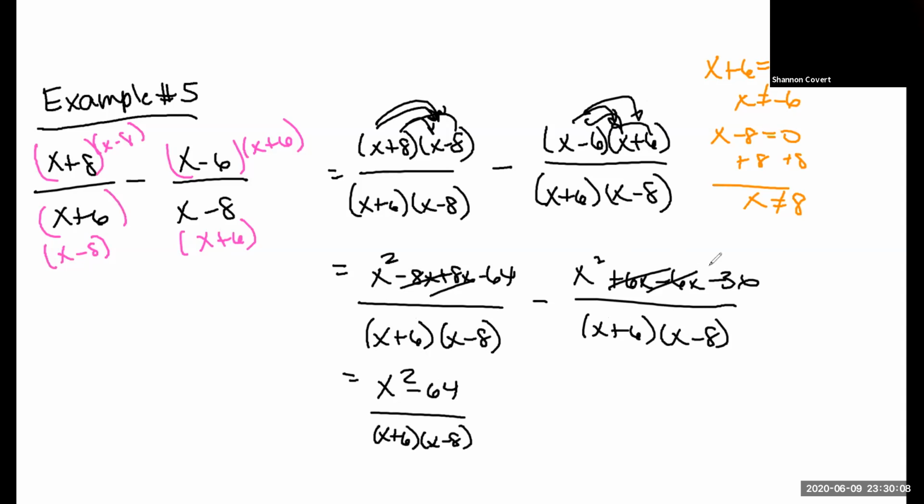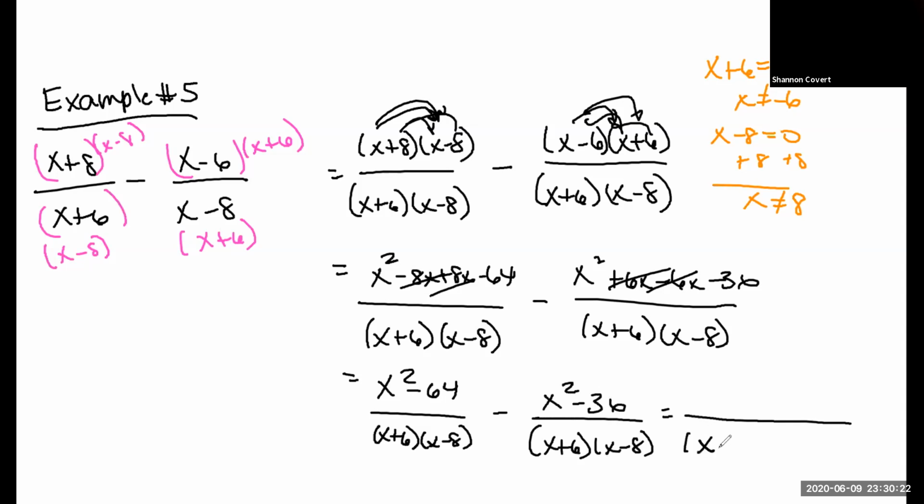The 6x and the negative 6x there add to 0. So my second fraction is x squared minus 36 over x plus 6, x minus 8. I'm going to do one big fraction bar, x plus 6 times x minus 8. I have x squared minus 64. I'm going to do this without the parentheses. Hopefully you'll follow along. Subtracting a positive x squared, which means minus x squared, subtracting a negative 36 is going to be plus 36.